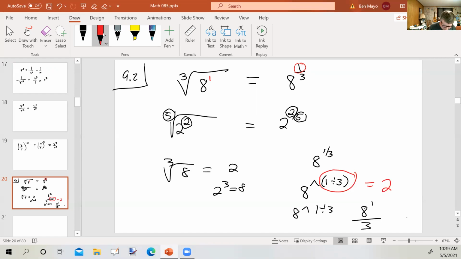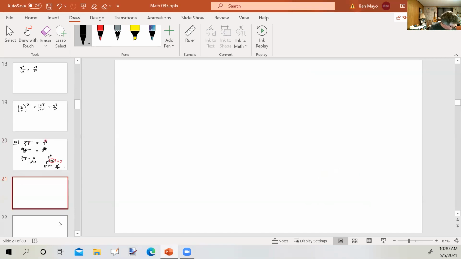All right. So now we're going to go through and evaluate some expressions. 125 to the 1/3 power. So that is equivalent to the cube root of 125, which would be 5. 5 times 5 times 5 is 125. 81 to the 1/4 power, that would be equivalent to the 4th root of 81, which is 3, because 3 times 3 times 3 times 3 is 81.